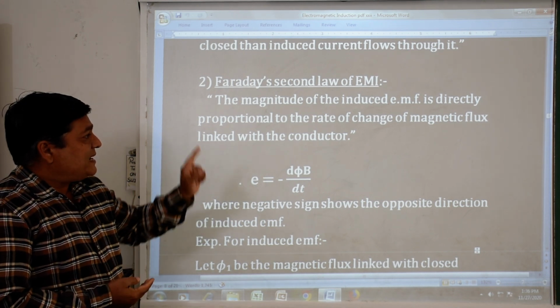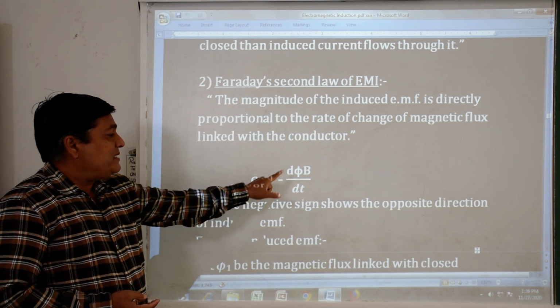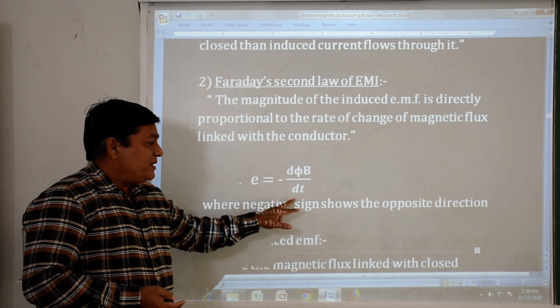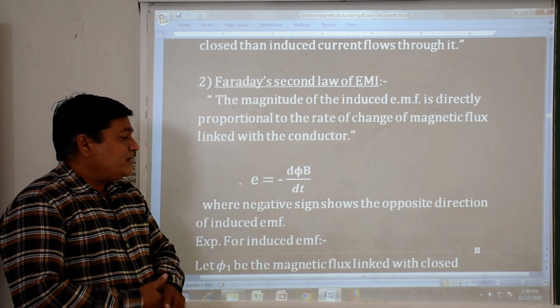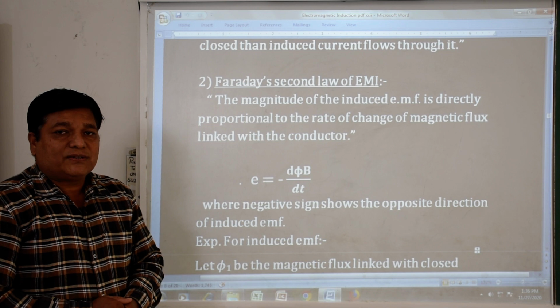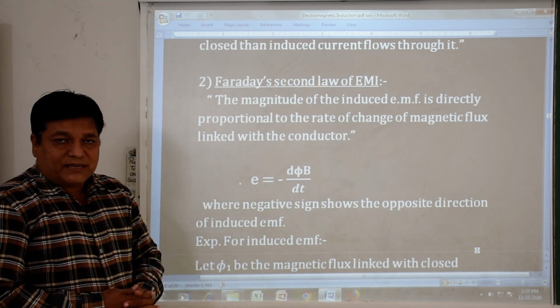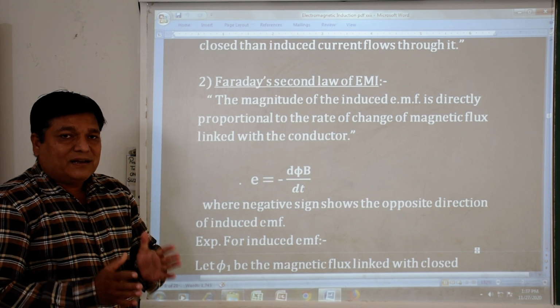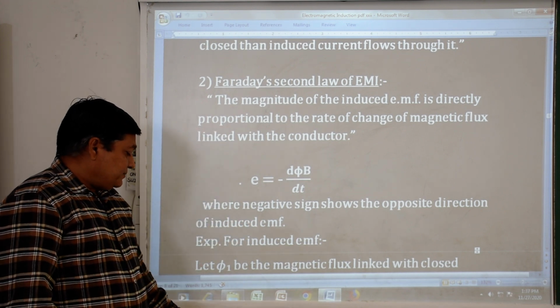So it says that if E is considered as the induced EMF, then it can be written as E = -dφB/dt, the rate of change of magnetic flux, and a negative sign is shown here. This negative sign shows that the induced EMF which is produced there always opposes the change in magnetic flux linked with the conductor. This is Faraday's second law.